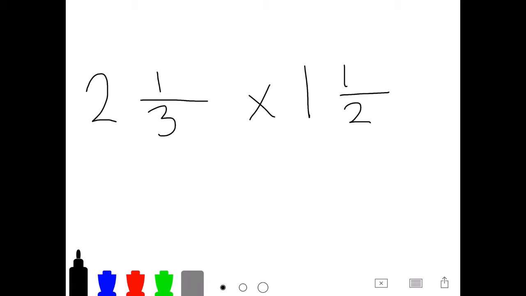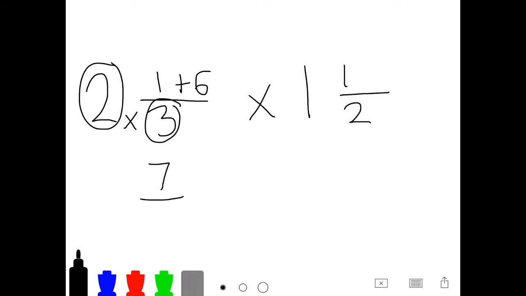So now I can jump into the process of actually converting these numbers to improper fractions. Remember, an improper fraction is a fraction where the numerator, the number on top, is bigger than the denominator, the number on the bottom. So what I'm going to do here is take this 2, the whole number, and multiply that by the denominator, 2 times 3. Well, 2 times 3 equals 6. And so I'm going to add that to the numerator. So 1 plus 6 becomes 7, and then your denominator stays the same.